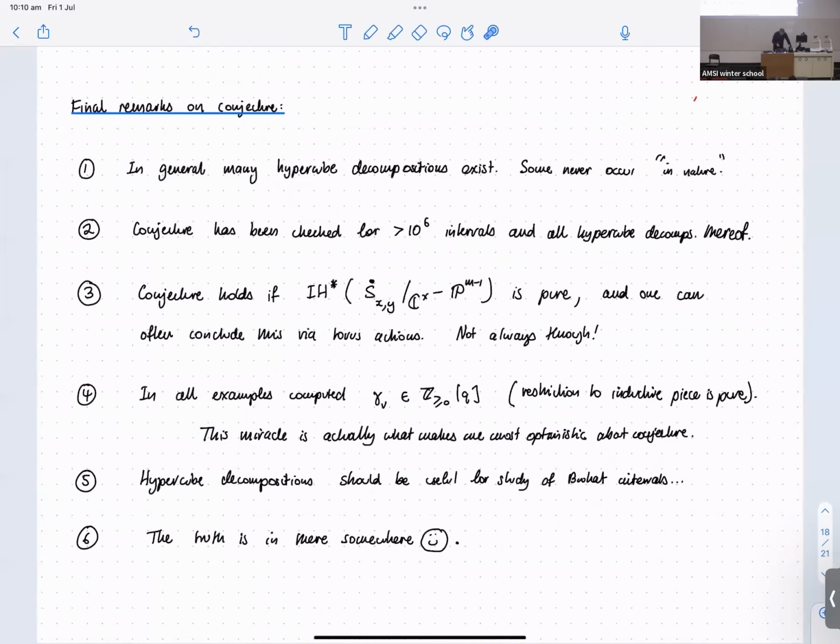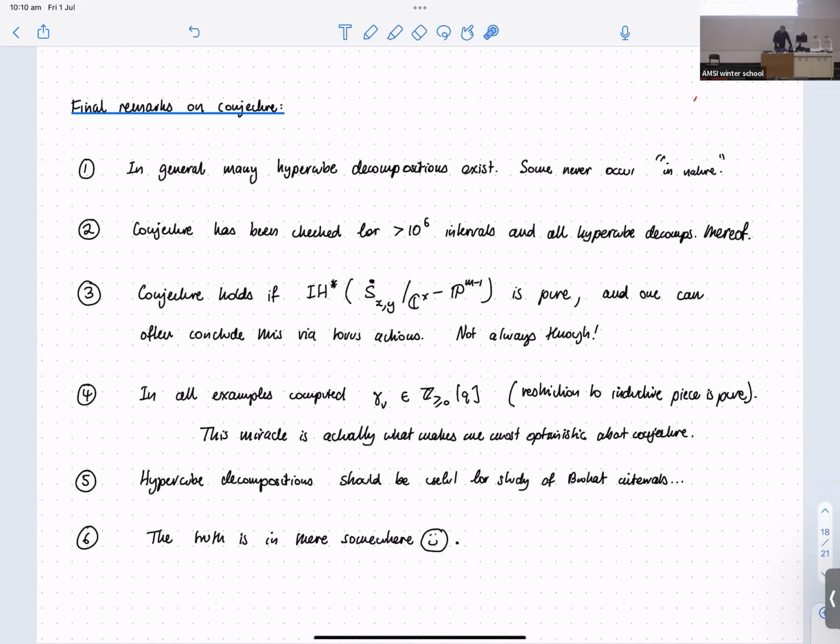So the final remarks on the conjecture is that in many hypercube decompositions exist, and some kind of never occur for any kind of good reason. So they seem to be arbitrary things. We've checked the conjecture on over a million intervals.